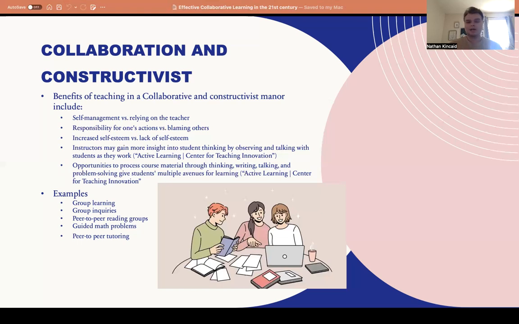Guided math problems, kind of more just like team collaborative efforts, like, hey, I don't know what I'm doing on this one. Can you help me? Not give the answer, but could you help me figure out how to do this? I'm kind of lost, that kind of stuff.